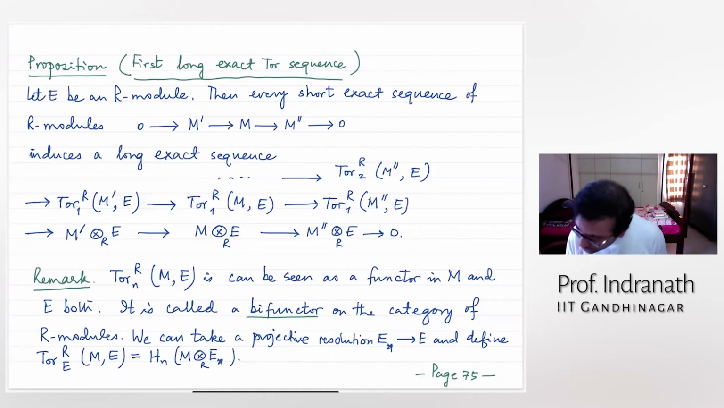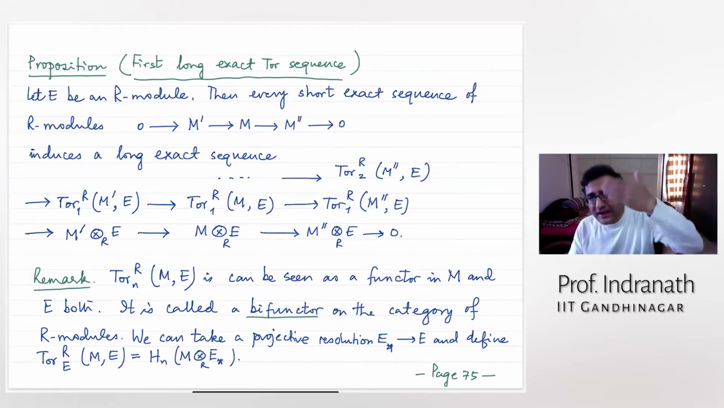Give me a minute. So anyway, this is very important. This first long exact Tor sequence is what, if you remember. If you start with a short exact sequence and then tensor it with E, then you know the kernels and cokernels are what you would be getting because of the non-left exactness of the tensor product. Since these are all homology modules, the major part is that you need to connect this kernel and cokernel. That means the snake lemma is used.